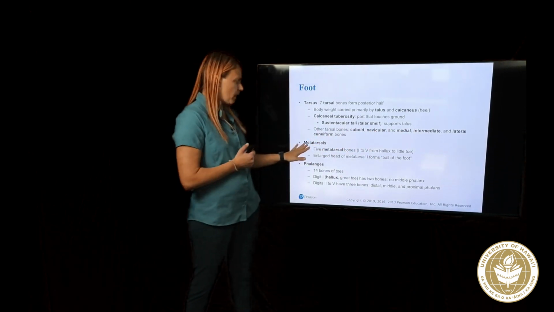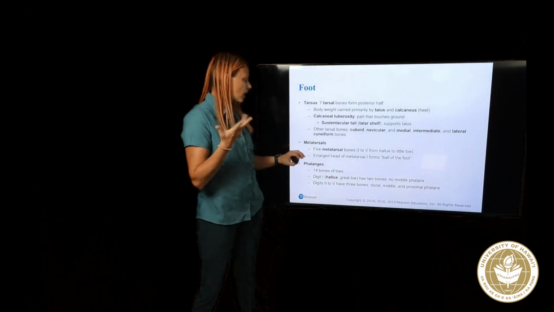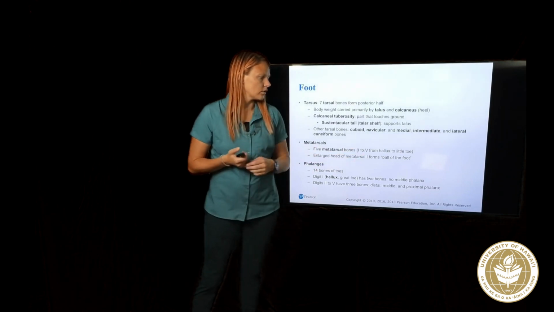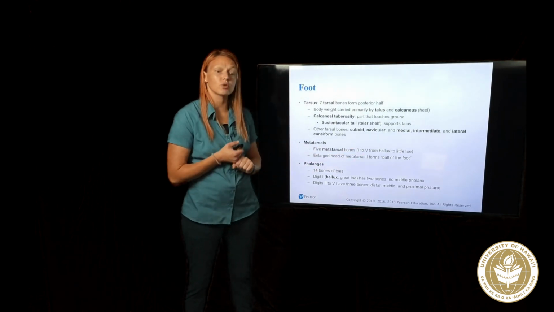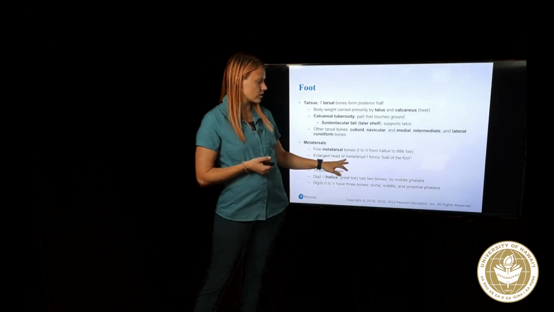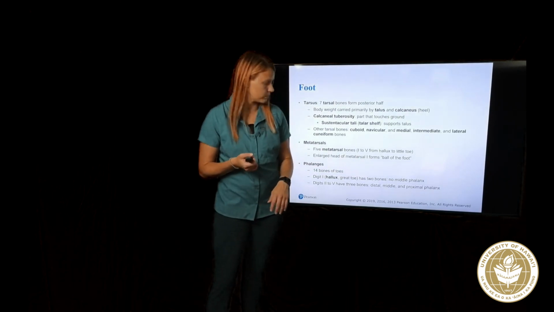Then we have our metatarsals. So very similar to what we saw with our tarsals, metatarsals, there are 1 to 5, going from the hallux, which is your big toe, to your little toe. The enlarged head of metatarsal 1, or that hallux, is going to form the ball region of your foot.